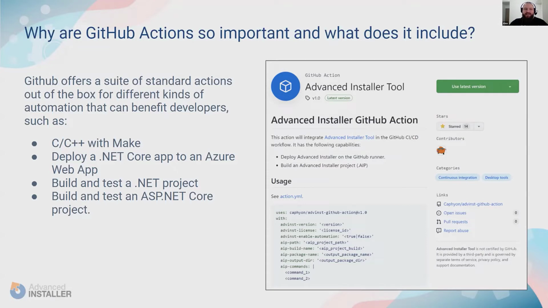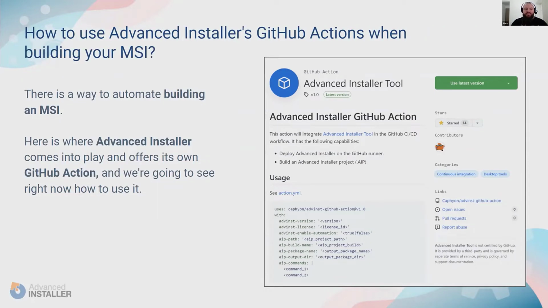And what's nice about GitHub is that it offers a suite of standard actions out of the box, right? For different kinds of automations that you can think of and can benefit developers, such as C++ with Make, .NET Core apps to an Azure web app, or .NET projects, and so forth. We thought it also needed a way to automate your MSI builds. So here is where Advanced Installer came into play and offered its own GitHub action.